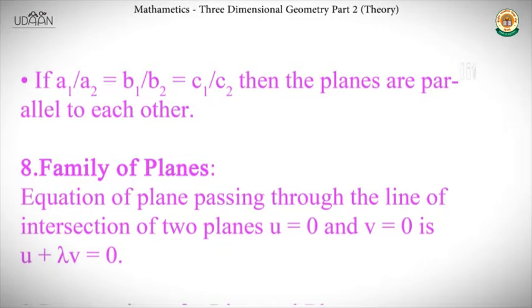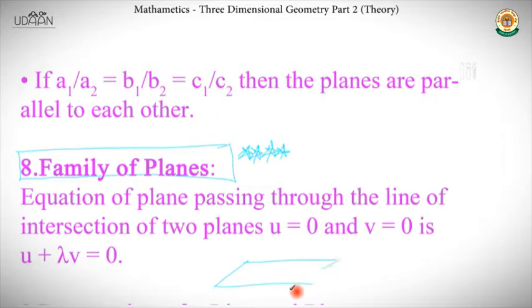So now we move on to family of planes. This is a very important topic as far as the JEE syllabus is concerned. There's definitely a question on this. Now, family of planes. Let's say we have two planes intersecting in the same line, and we need to draw infinitely many planes passing through that same line. So the initial two planes define a family, and hence we can find infinitely many planes passing through the same line.